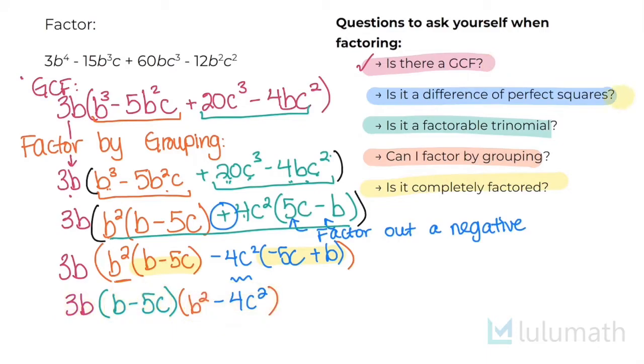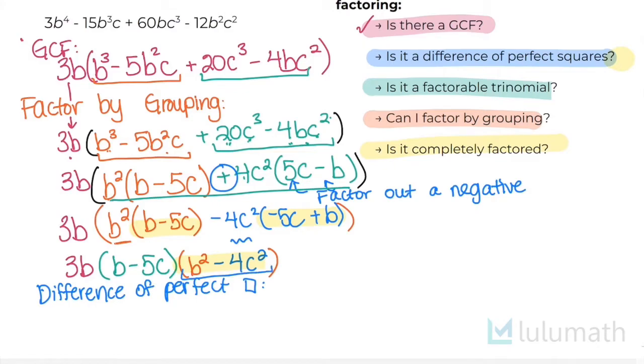Then I want to ask myself, is it a difference of perfect squares? Well, this 3b here is not, because it's a single term. This b minus 5c is not, because although it has a binomial and subtraction, b is not a perfect square, 5 and c are not perfect squares. However, in this expression, this b squared minus 4c squared, I can say yes, it is a difference of perfect squares because A, it's a binomial, B, there is subtraction, and C, we have some perfect squares.